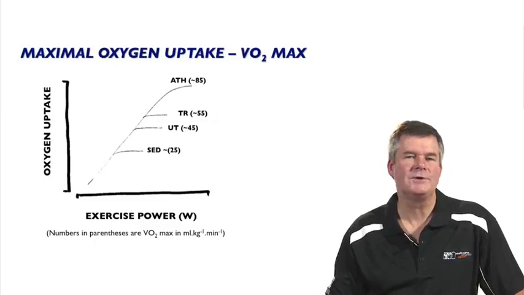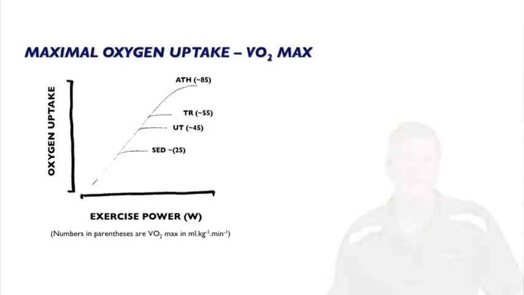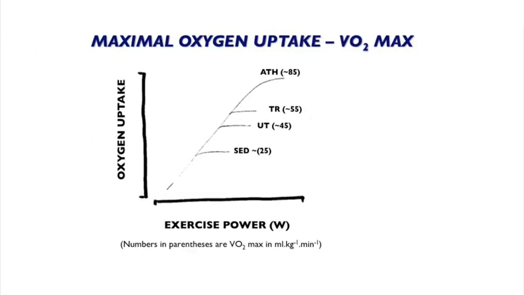If we look at the relationship between oxygen uptake and power output, we see this linear relationship. However, depending on the level of training, the level of fitness, and indeed the genetic endowment, the VO2 max level is attained at varying levels. In sedentary individuals, it's relatively low. The value here, 30, is the VO2 max expressed in millilitres of oxygen per kilogram of body mass per minute.